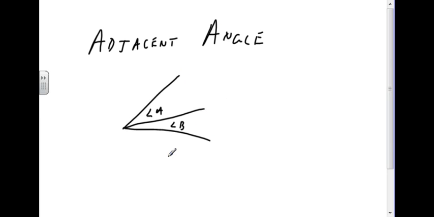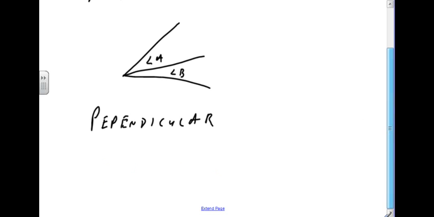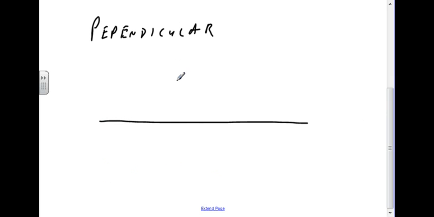Two lines can be perpendicular. So if my two lines are perpendicular, then they form a right angle. So I've got a right angle on all four sides, and isn't that great? It looks like I have a square going around an XY plane. But I don't. I really have a right angle.